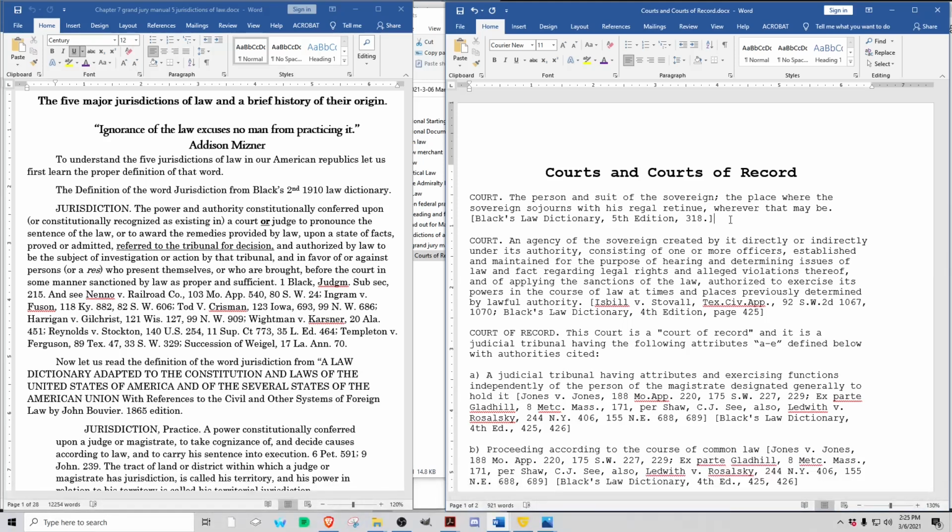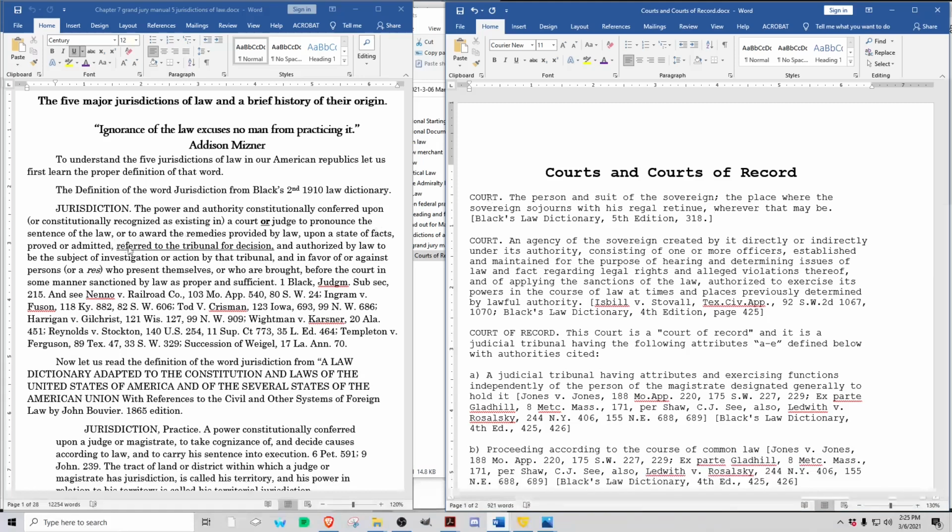Okay, so it's the next definition of a court. So court, an agency of the sovereign created by it directly or indirectly under its authority, consisting of one or more officers, established and maintained for the purpose of hearing and determining issues of law and fact regarding legal rights and alleged violations thereof, and of applying the sanctions of law, authorized to exercise its powers in the course of law at times and places previously determined by lawful authority. Black's Law, 4th edition. Okay, so that's a court.